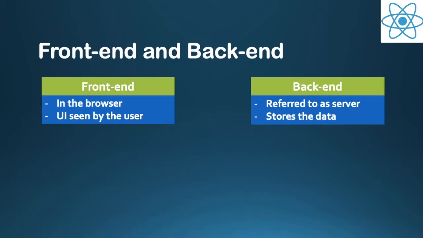So this application has two parts. It has a front end and a back end. What is the front end? The front end is what we see in the browser and what we use in our browser. And the back end, which is also referred to as a server, is where the data is stored.